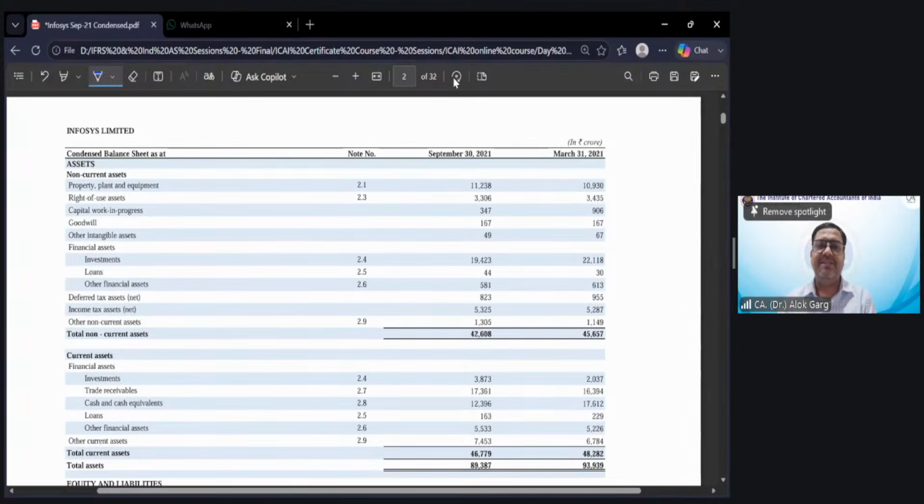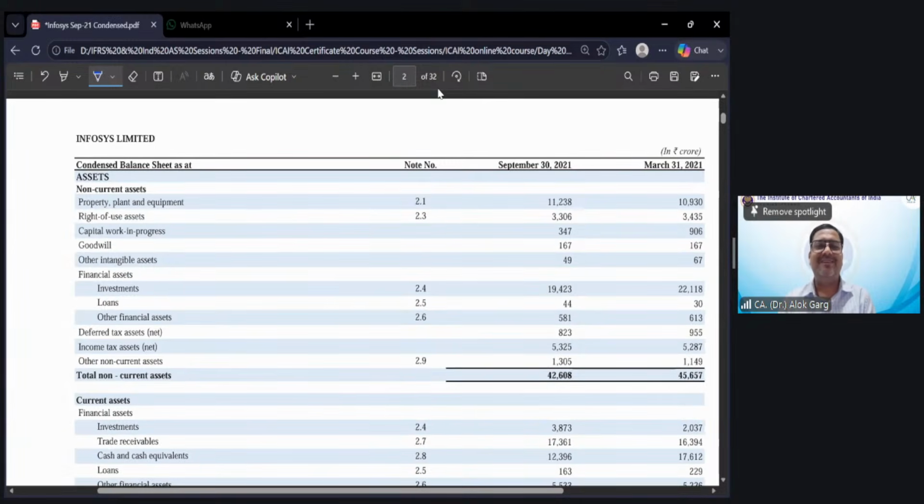I hope this balance sheet is visible to everyone. Can you see this condensed balance sheet? Condensed balance sheet as at September 30, 2021 and corresponding period is March 21.